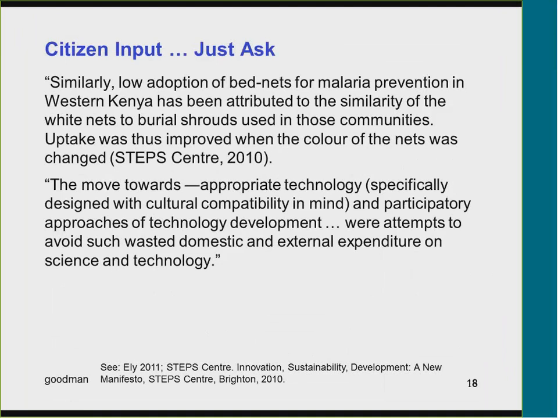With regard to citizen input, this is a pretty good example of why something just so simple can be so important. Looking at the adoption of bed nets for malaria prevention in Western Kenya. Low adoption. What was the problem?